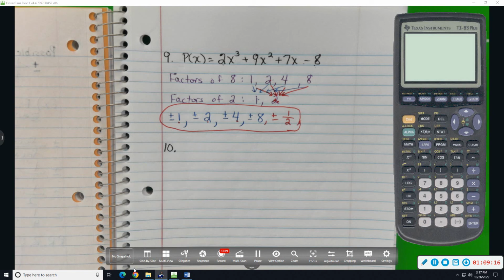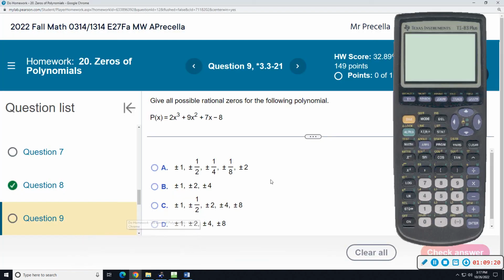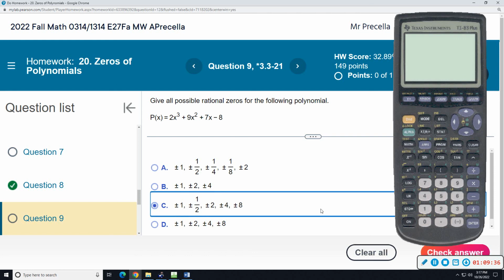But all they're asking for here are the possible rational zeros. So let's see which one is it, A, B, C, or D? The order doesn't matter, as long as it has all the numbers. I think it's C, isn't it? 1, 2, 4, 8, and what was the fraction? 1/2. Yeah. There it is.